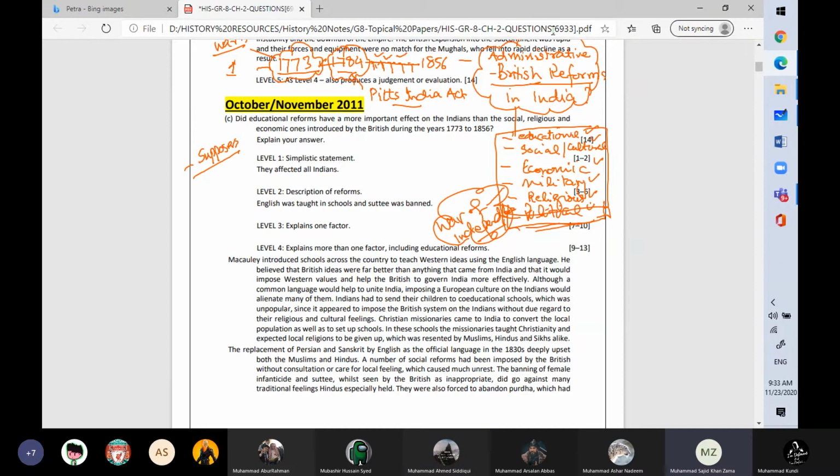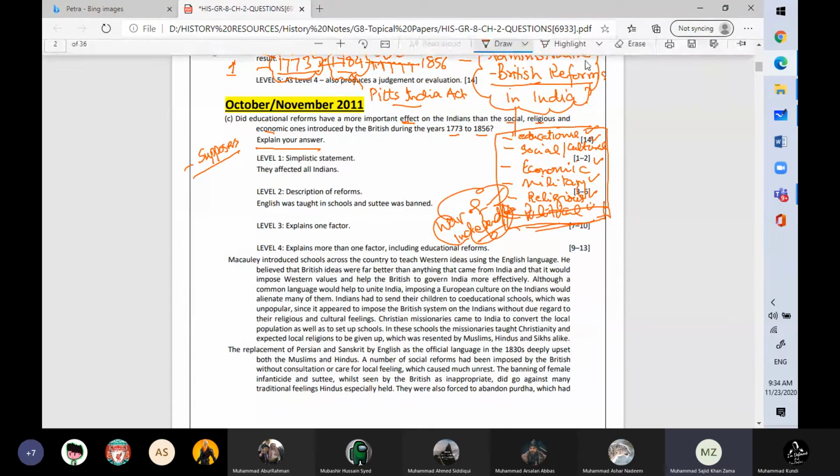Yes, sir. So all of these reforms the British introduced had more or less a bad impact on the Indians, and they did not like it. They hated and resented it. Is this clear? Yes, sir. Okay. Now see how things go in a 14 mark question. Did educational reforms have a more important effect on the Indians than social, religious, economic ones introduced by the British during the years 1773 to 1856? This is the question.